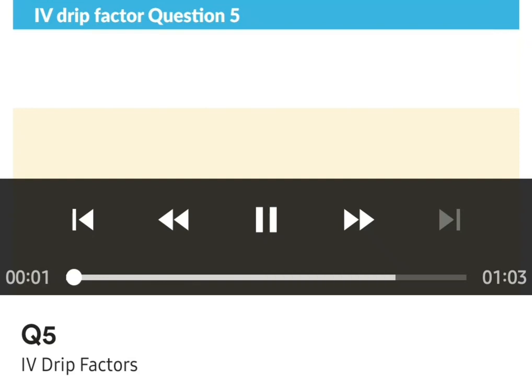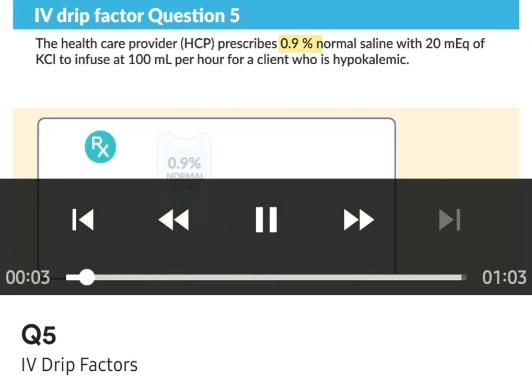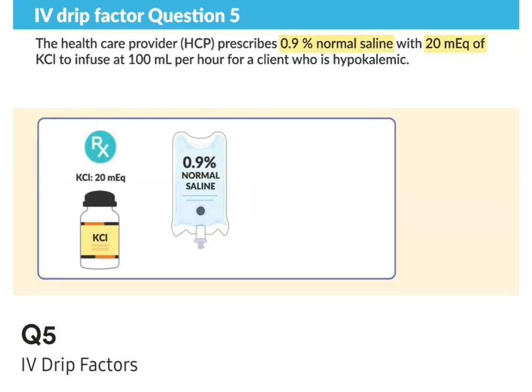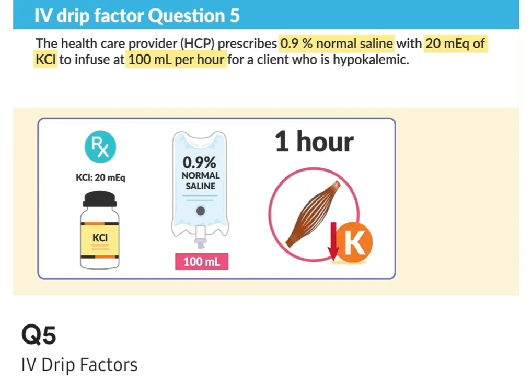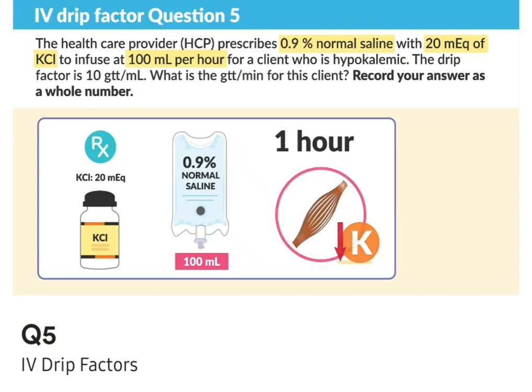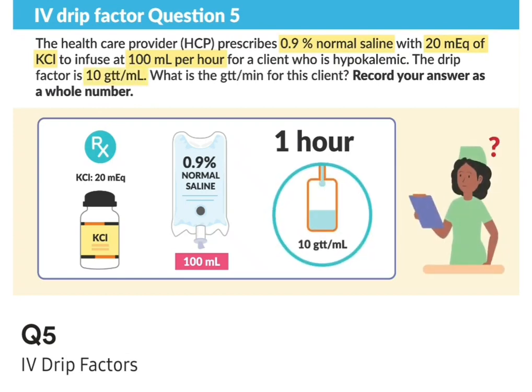Now moving on to question 5. The healthcare provider prescribes normal saline with 20 milliequivalents of KCl, that's potassium, right? To infuse at 100 mLs per hour for a client with low potassium, that's hypokalemia. Now the drip factor is 10, so what is the drips per minute for this client?